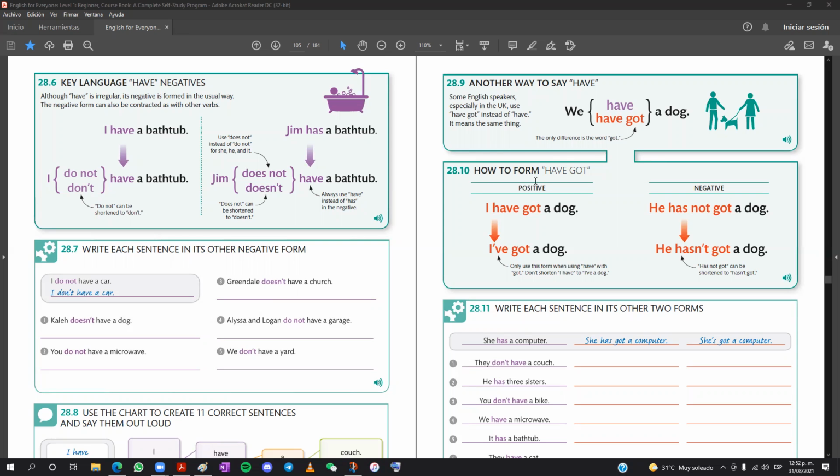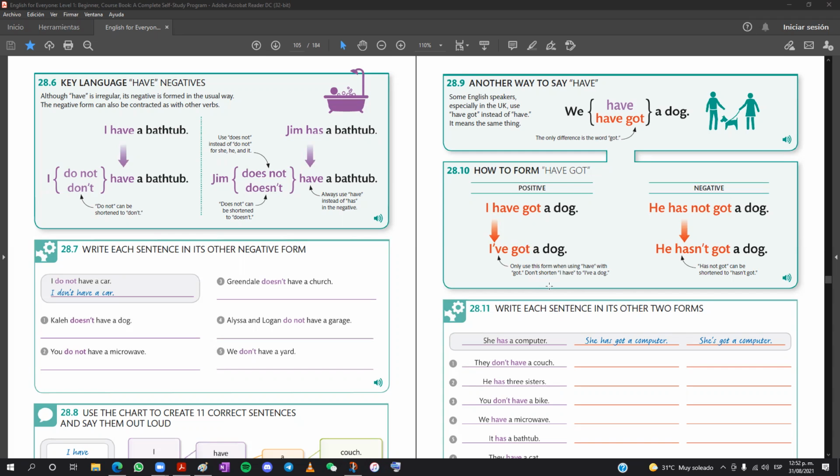Entonces, how to form have got. ¿Cómo formar el have got? La forma positiva, I have got a dog, o I've got a dog. And only use this form when using have with got. Don't shorten have to "I've a dog."